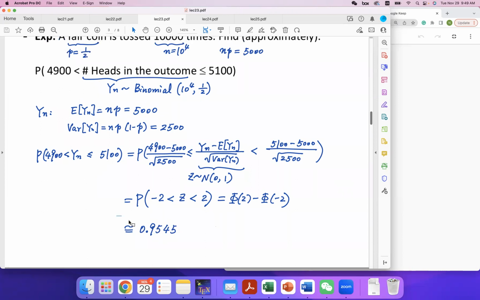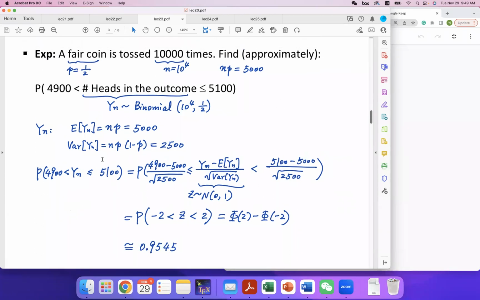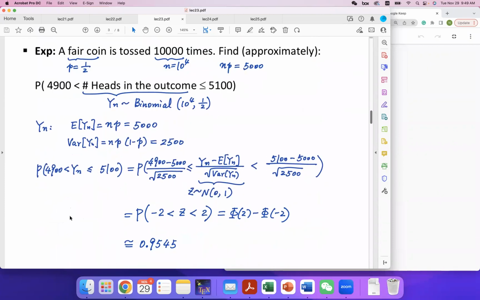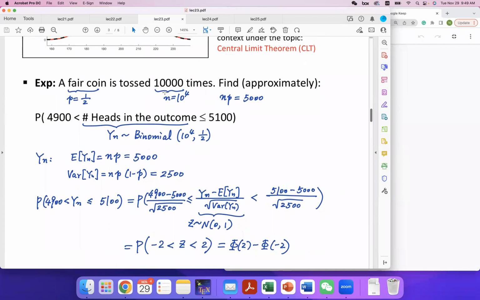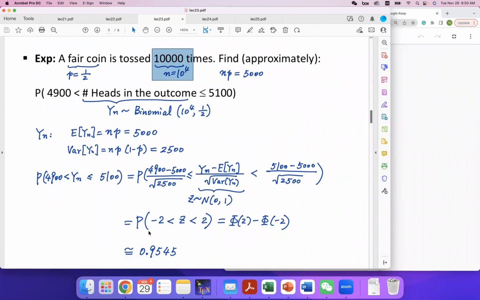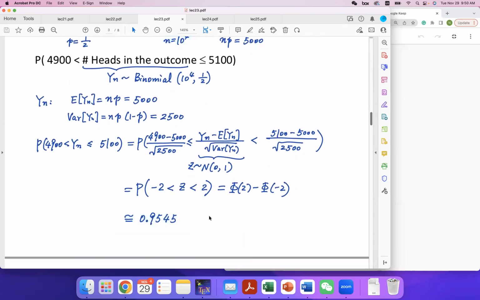Okay, so highly likely we are going to observe around 5,000 heads in this experiment. So this is the concentration phenomenon of random variables. And you can imagine that if you let n go to infinity, or instead of having 10,000, let's do 1,000,000 experiments, then this probability is going to be closer to 1, maybe 99% probability.